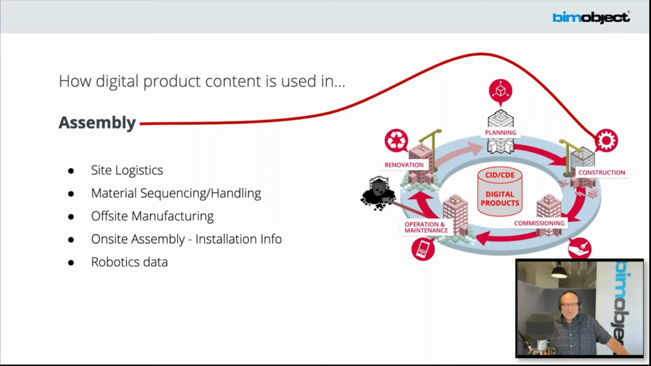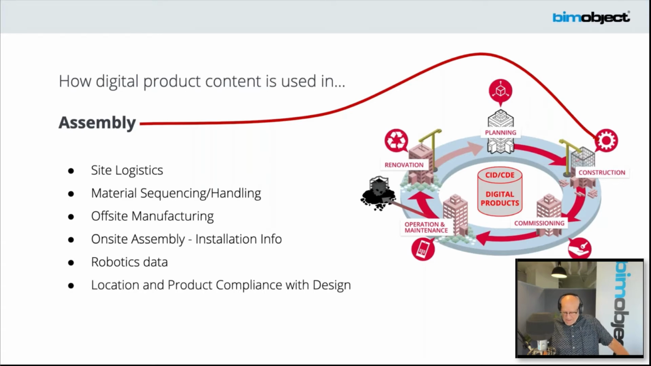Robotics data. So we need data to feed the robotics. Again, a lot of the robotics are being driven by the digital content that's the products that are being installed. It has a lot of smart capabilities and understands, and even in sequencing from a robotic perspective, whether it's off-site or on-site.